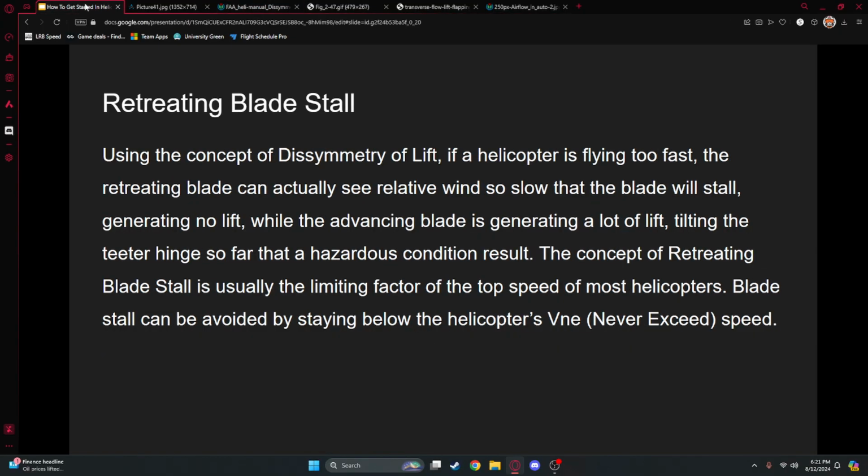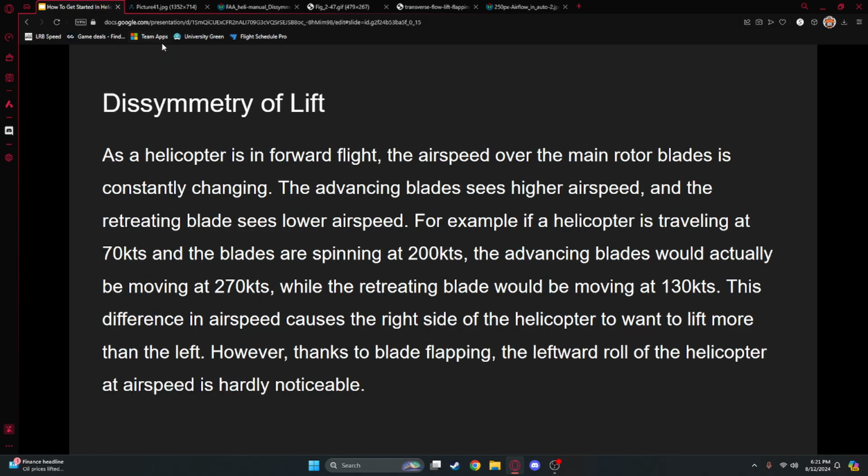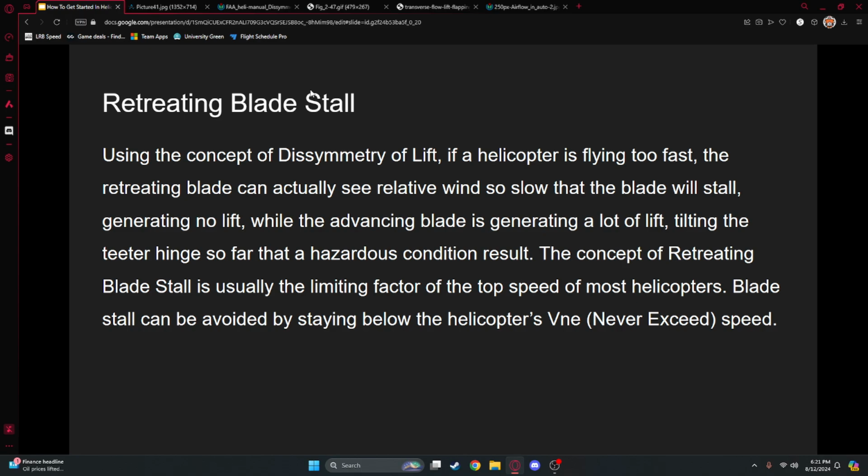Retreating blade stall. This goes hand in hand with dissymmetry of lift, and it's actually the limiting factor in a helicopter's top speed, probably 90% of the time. Using the concept of dissymmetry of lift, if a helicopter is flying too fast, the retreating blade can actually see relative winds so slow that the blade will in fact stall.